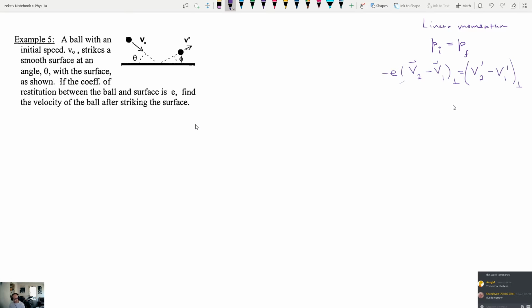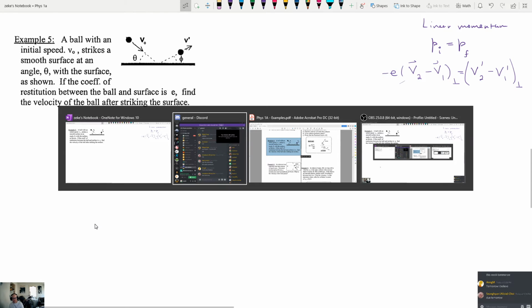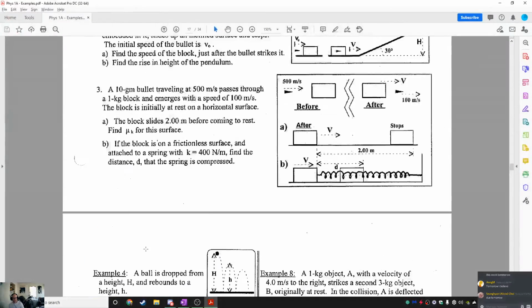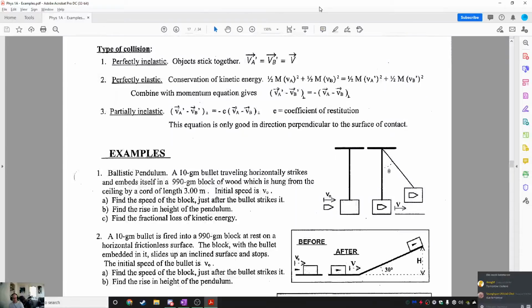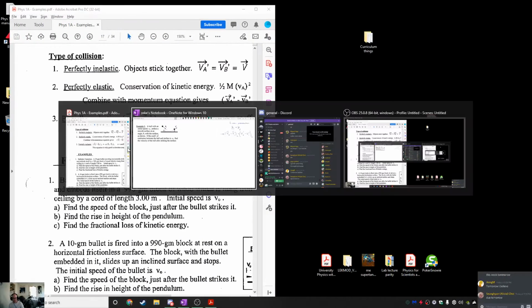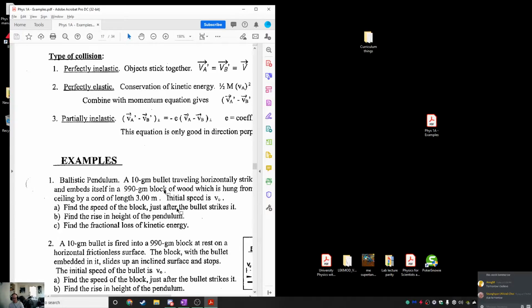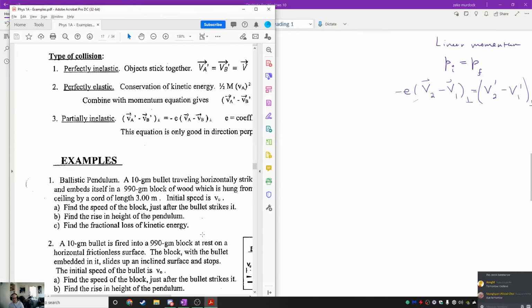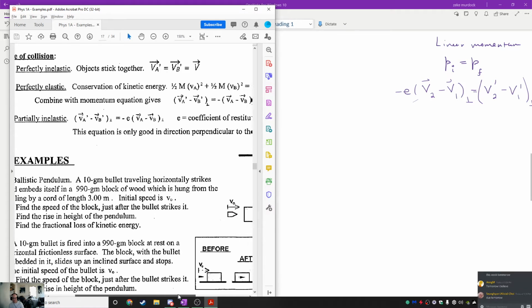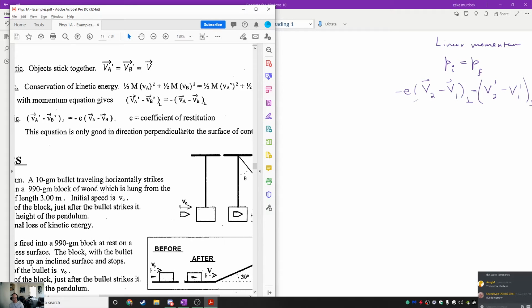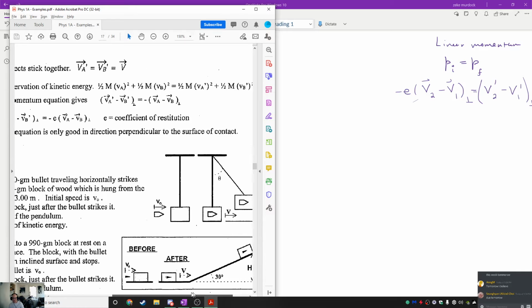Now there's, I want to say, 3 different problems on the lab menu homework in which you have to deal with this concept. Let me just make sure I got that equation right, because sometimes I mess it up. So that's the equation. You put these on the initial side, right? Okay, so there's our equation. And note that this equation is only good in the direction perpendicular to the surface of contact.